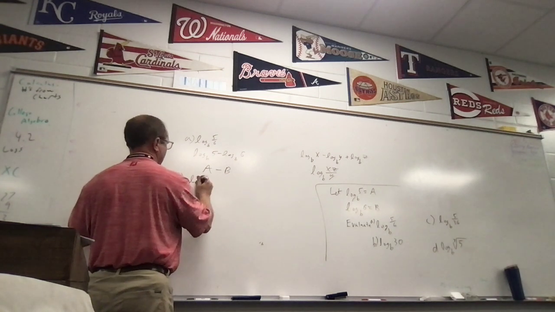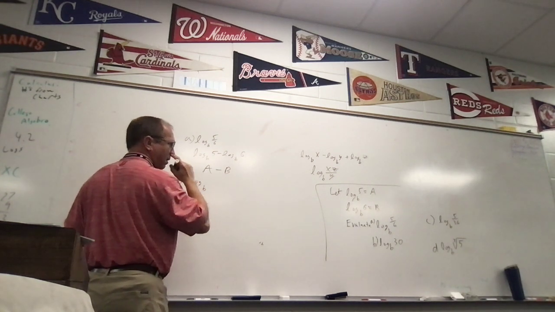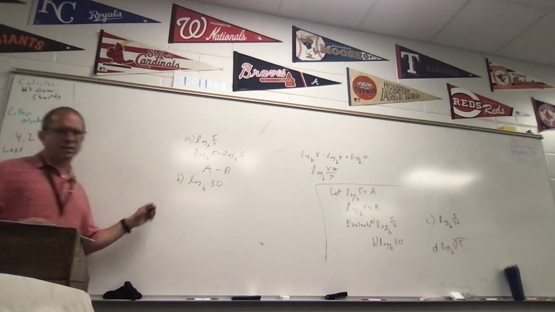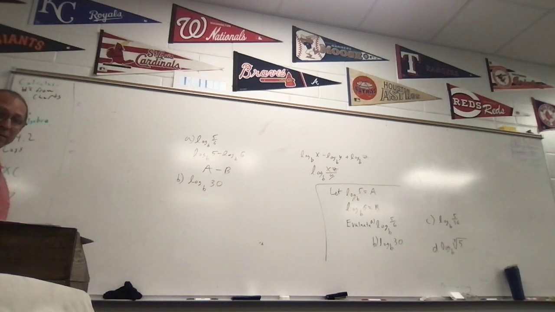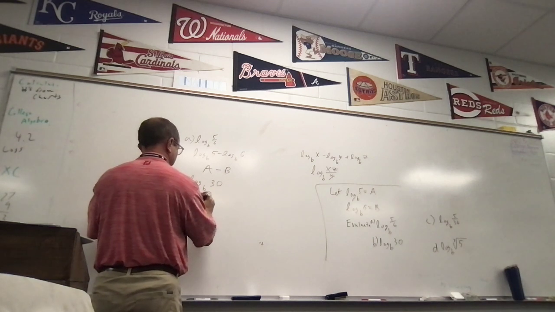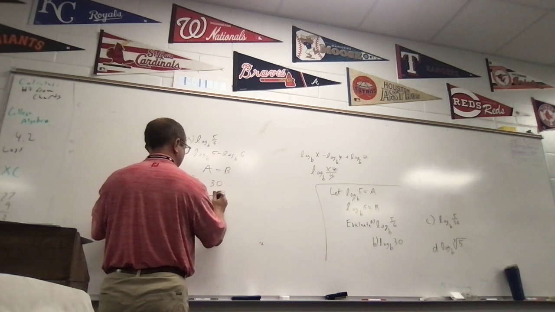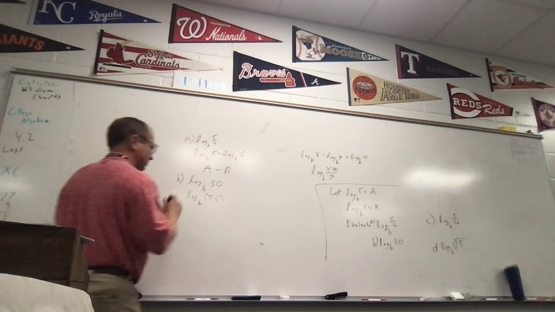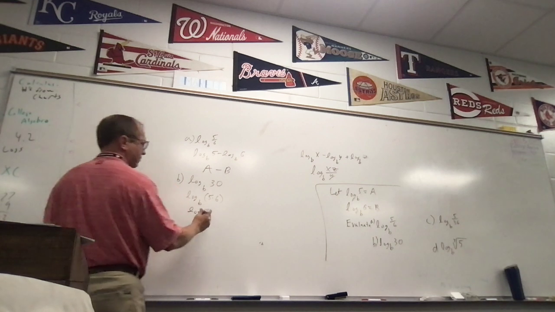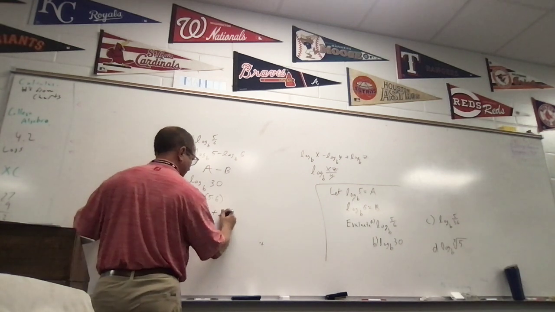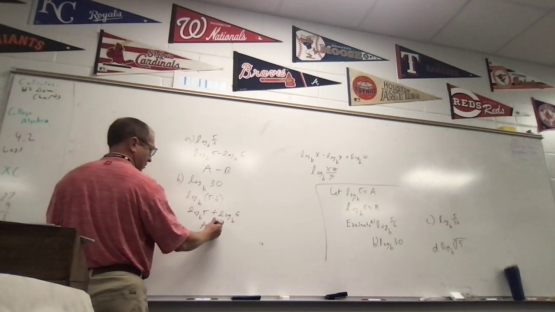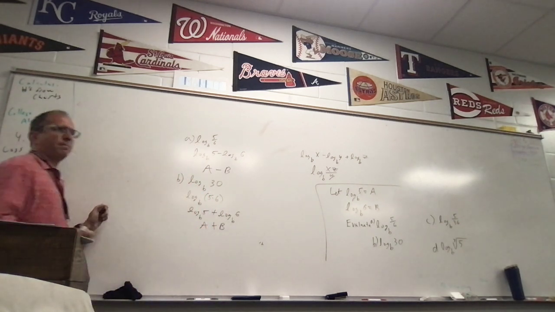B, the log base b of 30. Okay, well that's not 5 and it's not 6 either, but what do we know about 30? It's 5 times 6, right? So I can turn this into the log base b of 5 times 6, which would be the log base b of 5 plus the log base b of 6. So what do I get as my answer here? A plus B.